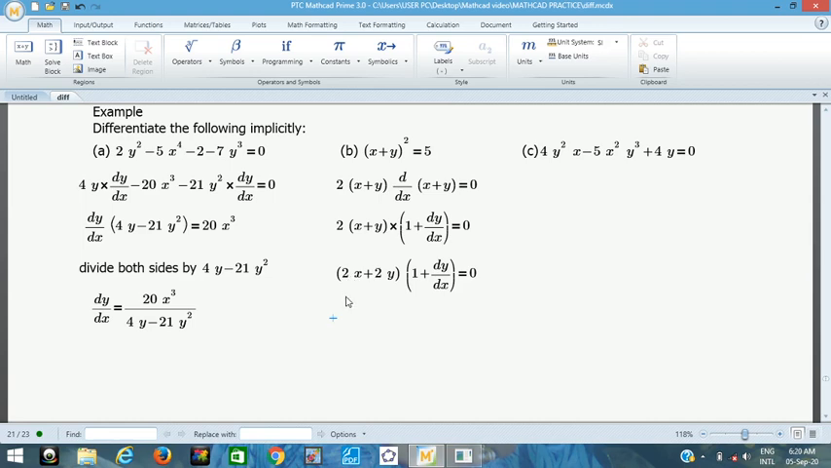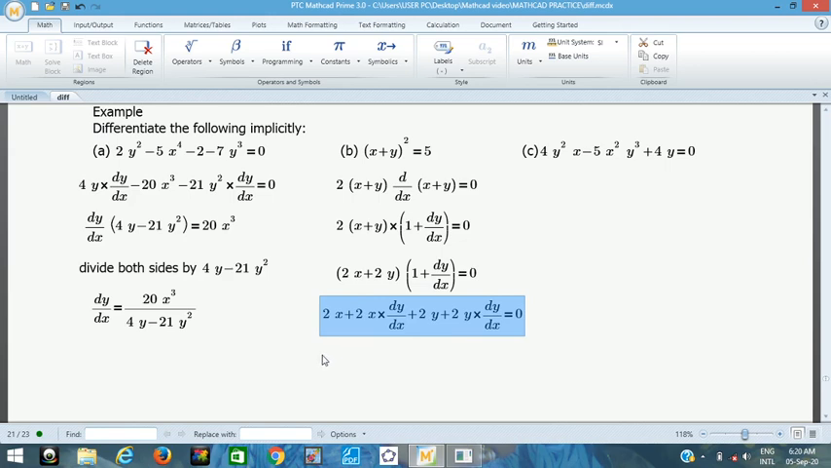So when I open this bracket, I'm going to have 2x times 1, 2x times dy dx, which is 2x plus 2x times dy dx. So that is the first multiplication. Then the second one is 2y. We still do the same multiplication, which is plus 2y plus 2y times dy dx, then equals to 0. So that is that. We are through with this now.